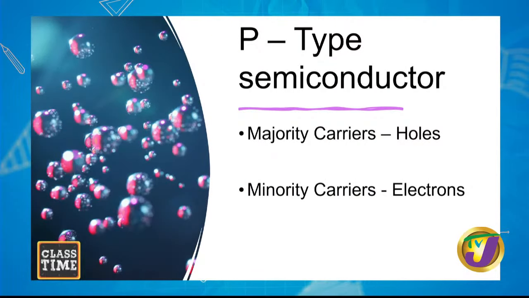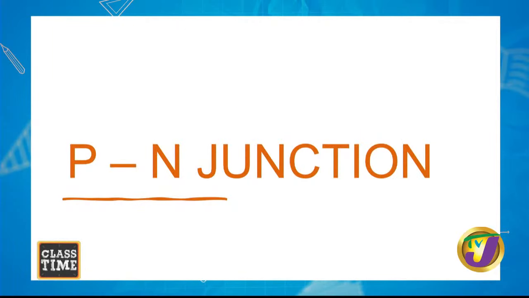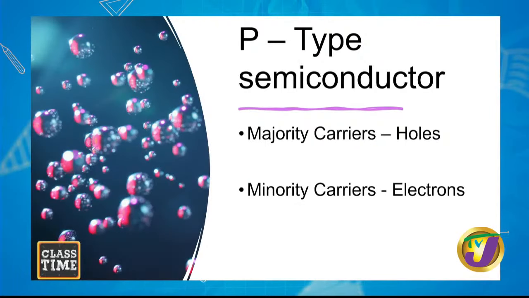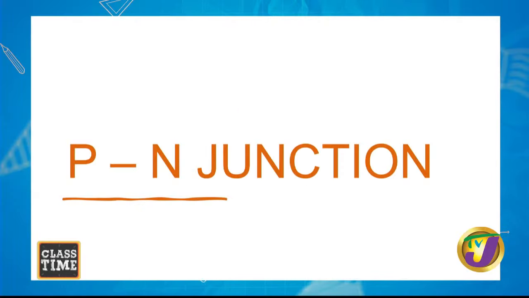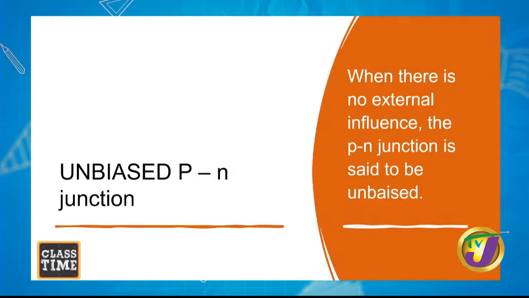So just to reemphasize what we mentioned earlier, in the p-type semiconductor, majority carriers are holes, the minority carriers are electrons. And when we look at the n-type, we actually have majority carriers being electrons and the minority carriers being holes. Now what we're going to be doing is actually look at our p-n junction.